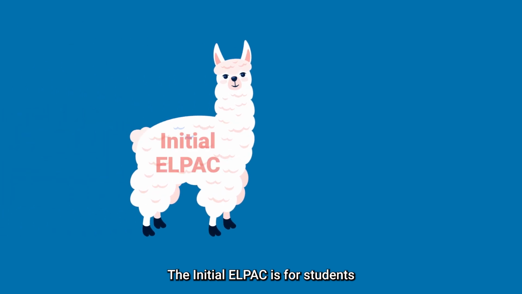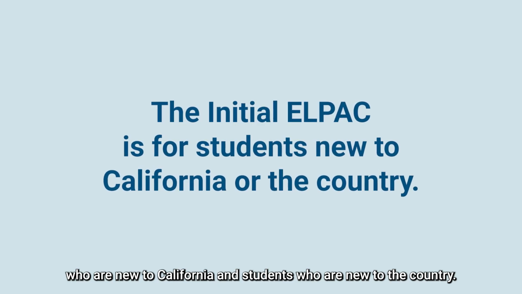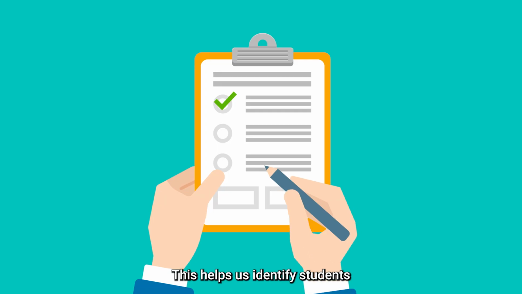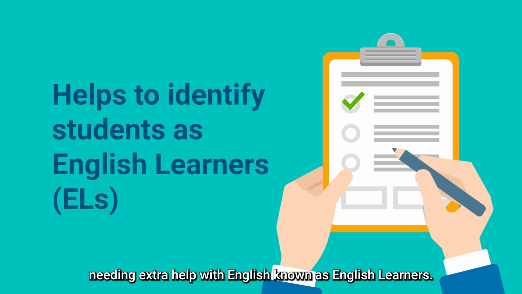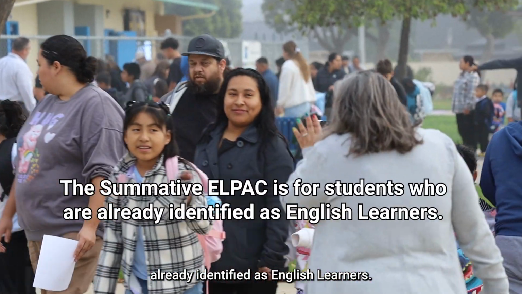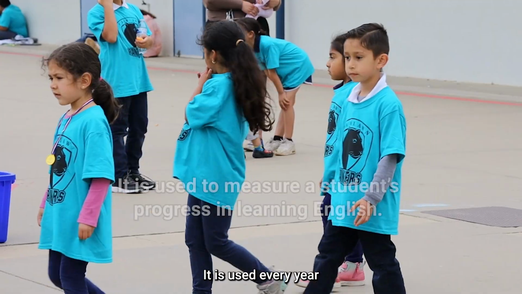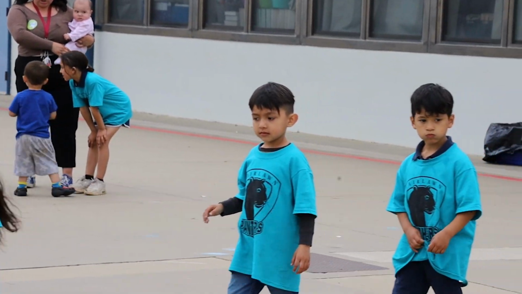The initial ELPAC is for students who are new to California and students who are new to the country. This helps us identify students needing extra help with English, known as English learners. The summative ELPAC is for students who are already identified as English learners. It is used every year to check a student's progress in learning English.